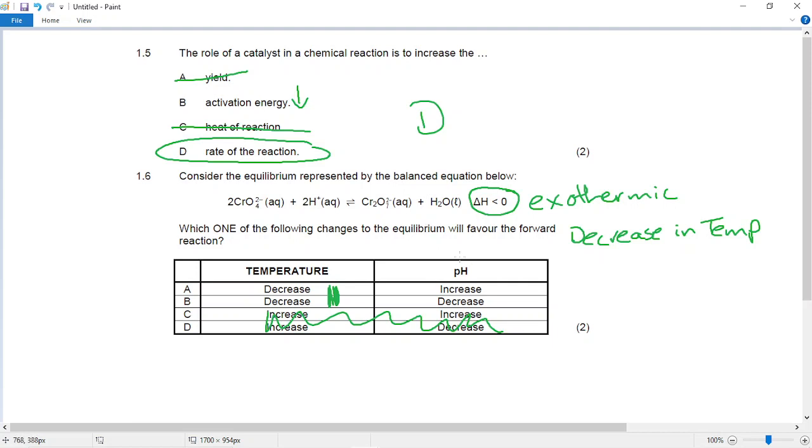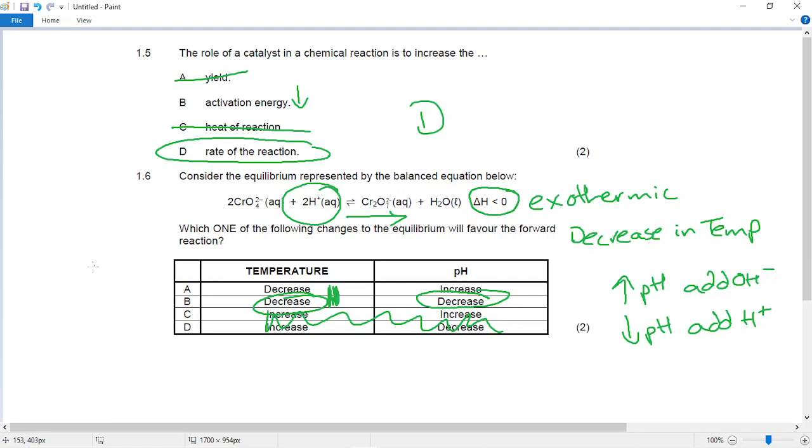So now we have to look at pH. If we increase pH, we are going to add hydroxide ions. And if we decrease pH, we are going to add protons. Okay, so if we have a look at the reaction, we have protons on the left-hand side here. So if we add more protons, we will want the equilibrium to get rid of this change we made. So it will want to remove protons, and the only way it can remove protons is by favoring the forward reaction. So a decrease in pH and a decrease in temperature will both favor the forward reaction. So the answer is B.